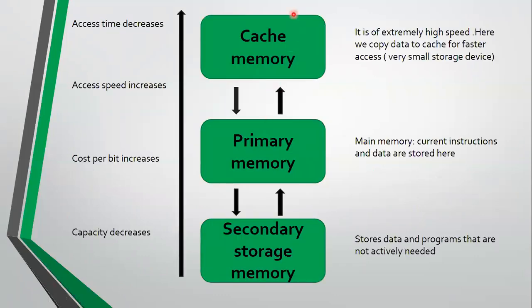The cache memory is a small storage device and it's of extremely high speed. The primary memory, which is the main memory, stores the current data and instructions. The secondary storage stores the data that we don't use that much and the programs that are not actively needed. As I said before, looking from down to up, we see a decrease in capacity, an increase in cost per bit, an increase in access speed, and a decrease in access time.